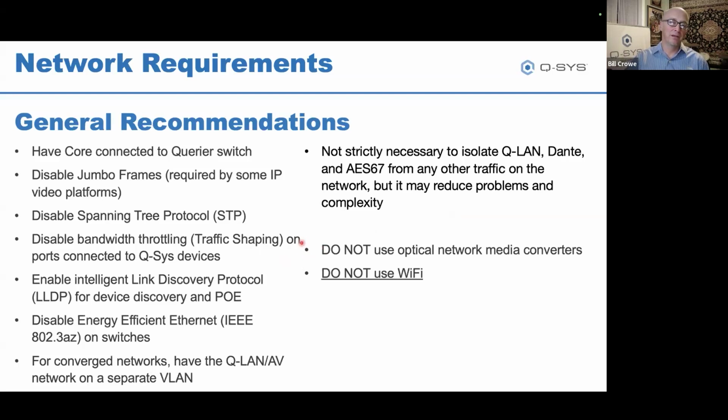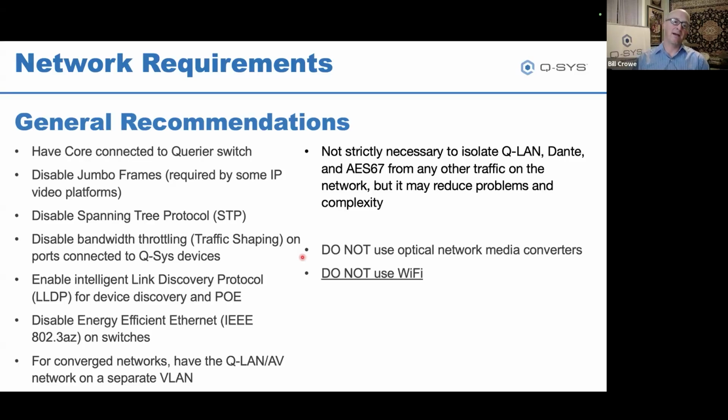We also recommend against optical network media converters. Obviously, you know, Cat5 and Cat6 are typically 330 feet, and so oftentimes you'll have a cable run that's further than that. What we mean by media converters is typically a standalone device that takes the twisted pair and provides you with a fiber connection that can go much further.